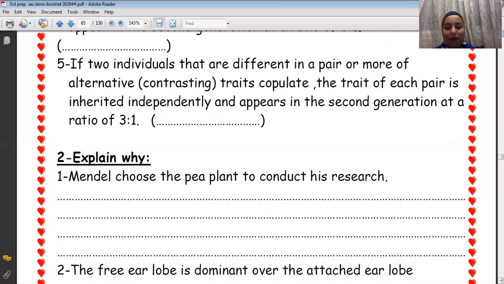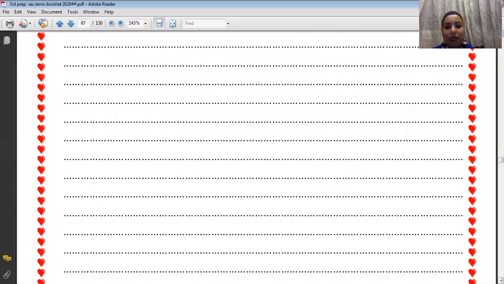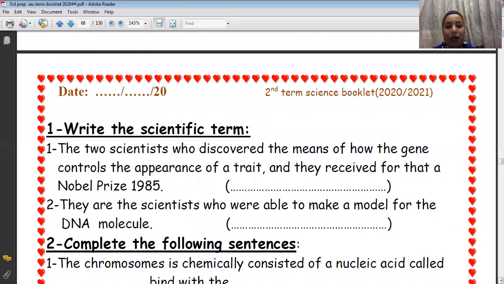Is that easy? Okay. Please solve pages 66, 67, and 68 as homework, and I will check this homework with you in the next session, inshallah. Please study well. It's a so interesting lesson in your curriculum. We have finished our lesson, and we have only one lesson later, hormones. We'll study it in the next session, inshallah.